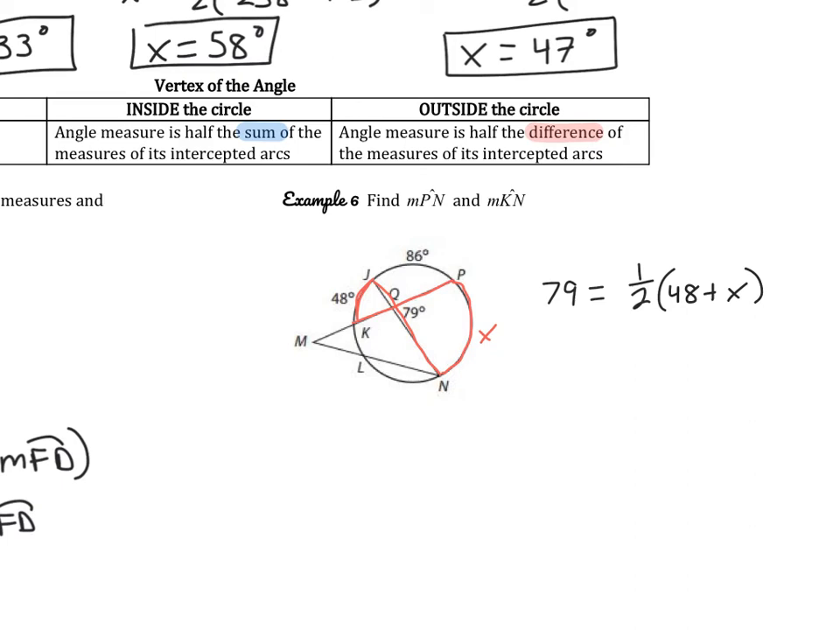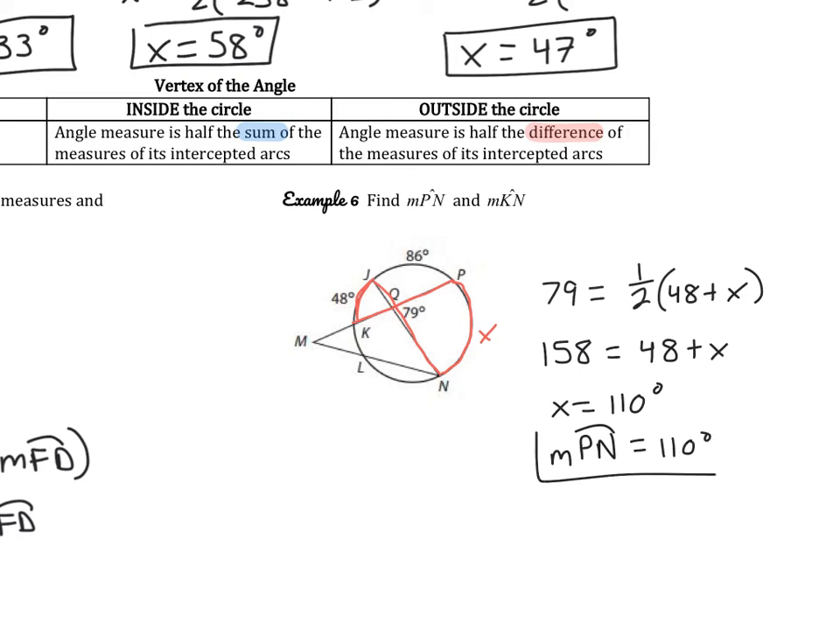So let's start by multiplying both sides by 2. So we get 158 equals 48 plus X. So X equals 110 degrees. The measure of arc PN is 110 degrees.